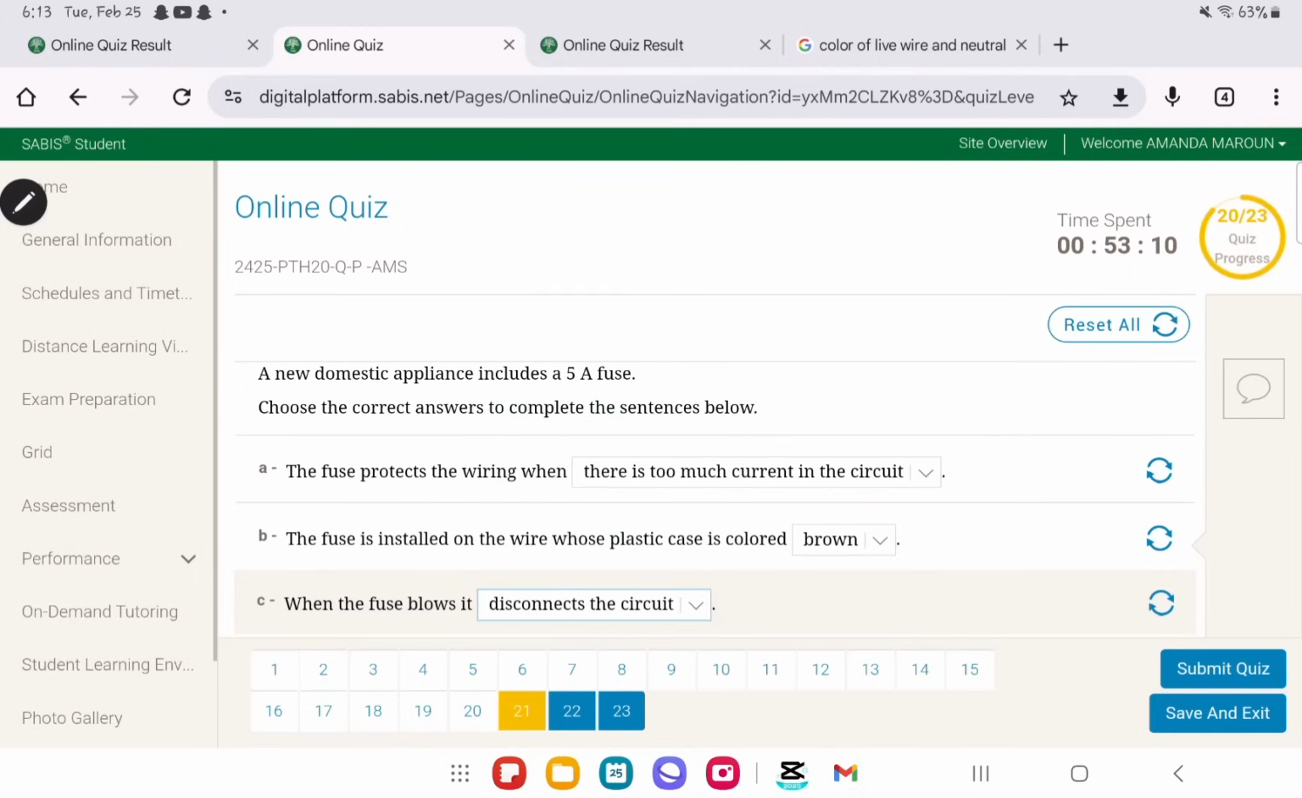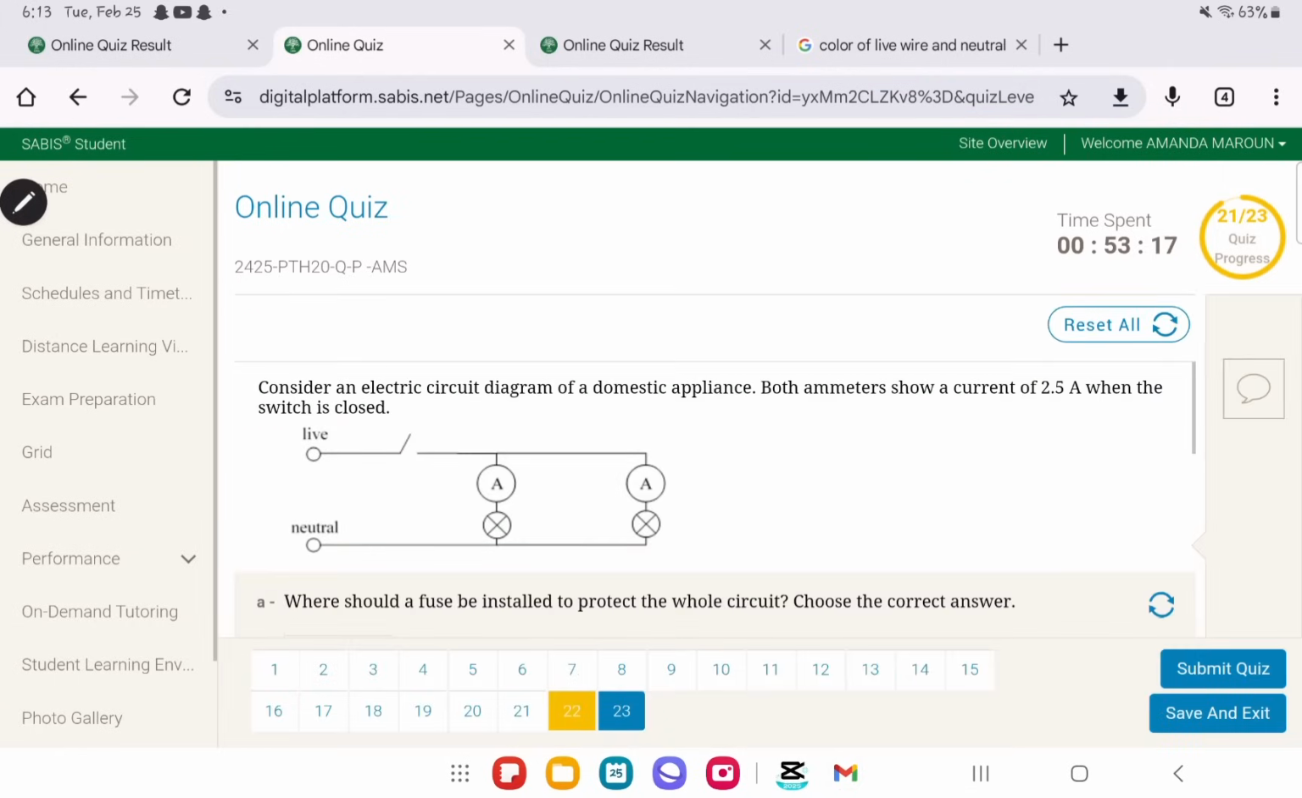So it will cut the circuit or make the circuit open, so the current will not flow and it will not damage the device. We move on to question number 22.